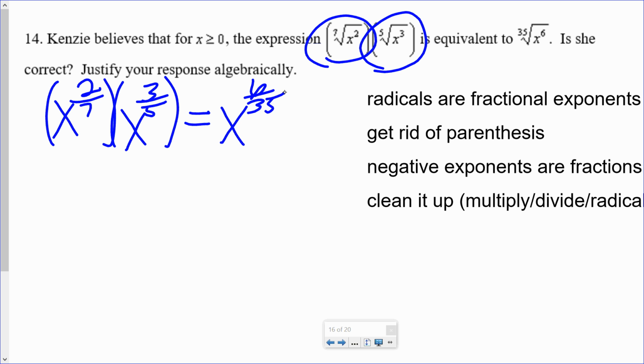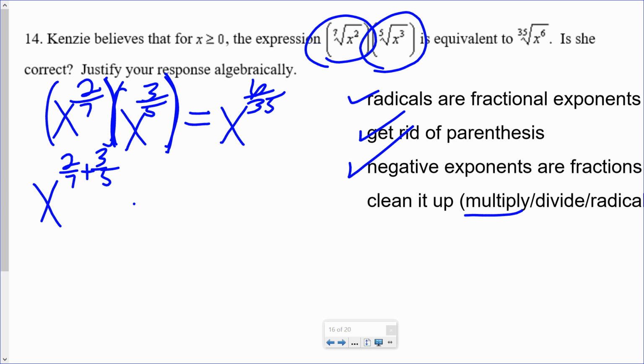Get rid of parentheses. There's no exponents outside parentheses, so I don't have to deal with that step here. Negative exponents are fractions. No negative exponents, we move on. Clean it up and multiply. Do I see multiplication here? Yes. When I'm multiplying, I add the exponents. So it's x to the 2/7 plus 3/5.